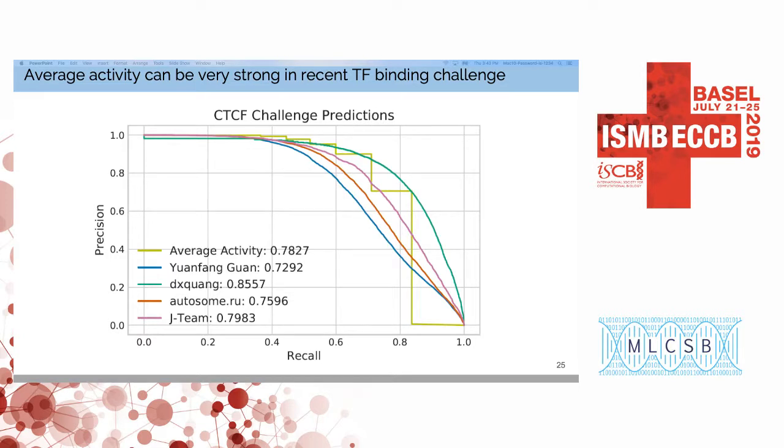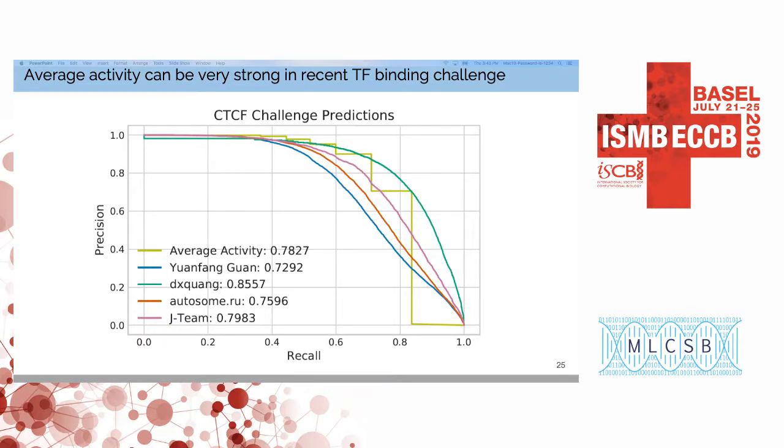To be clear, this is not building a model at all. There's no machine learning going on with the yellow. This is simply using the average activity at each locus in the training set as your predictor in the test set. You do incredibly well and can beat what might be state-of-the-art models as of last year.